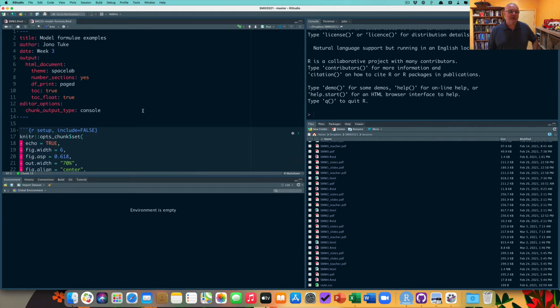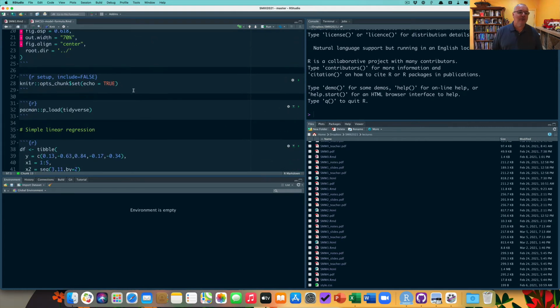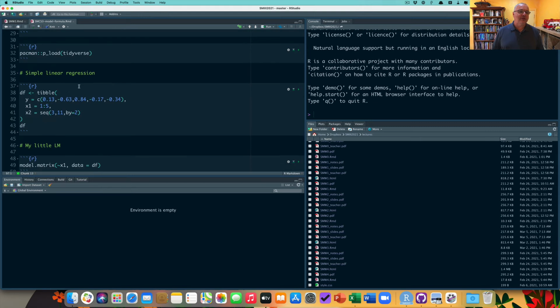So here's my model formula. I'm doing this all in R Markdown. So first thing is I'm going to create us some data. I've got a tibble, which is, remember, just a fancy data frame. We're going to have a Y, which I've just put some numbers in. x1 is going to be the numbers 1 to 5, and x2 is going to be, that command sequence says go from 3 to 11 in steps of 2. So it's going to go 3, 5, 7.